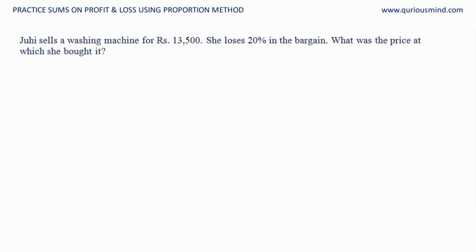Let's do the next one. Zuhi sells a washing machine for rupees 13,500. She loses 20% in the bargain. What was the price at which she bought it? So she sells, which means SP is equal to rupees 13,500. And loss percentage is equal to 20%. These are the givens. Now, as we do, we assume CP to be 100. Remember, it is CP which has to be assumed, and it has to be assumed rupees 100 only.